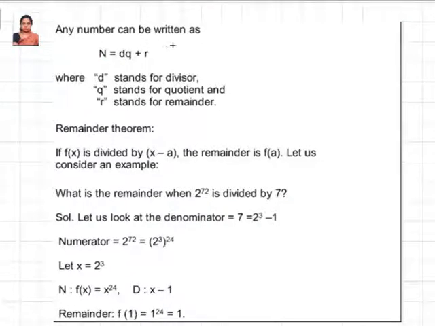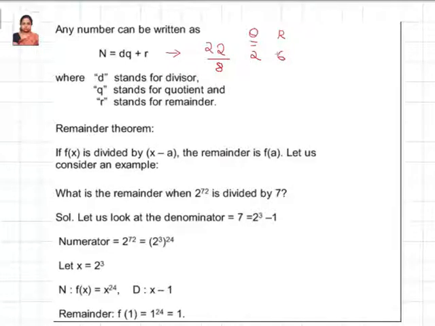Any number can be written in the form of dq plus r, where d is a divisor, q is a quotient, and r is a remainder. Let me give one example here. Suppose I consider the number 22, and you divide this by 8. The quotient is 2, since 2 times 8 is 16. Once 16 goes, the balance is 6. That becomes your remainder because you can't further divide this.